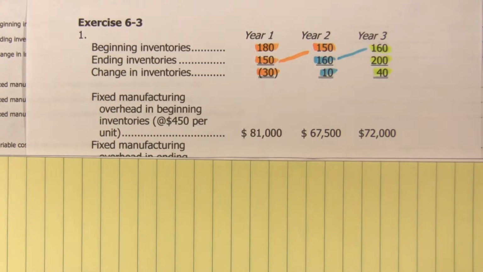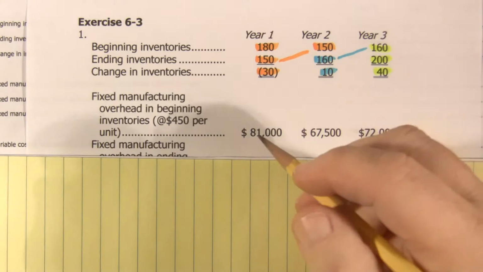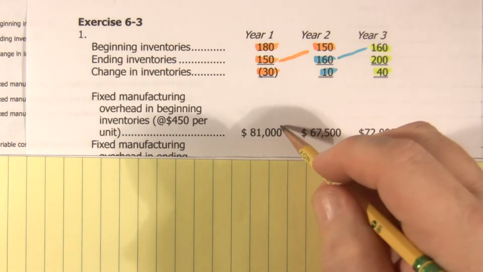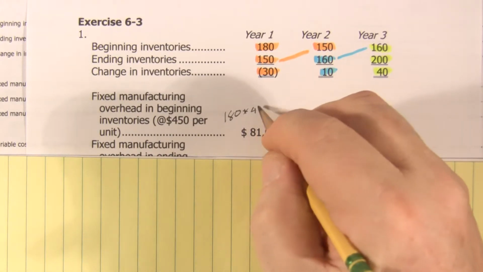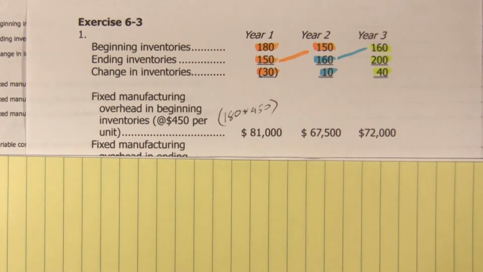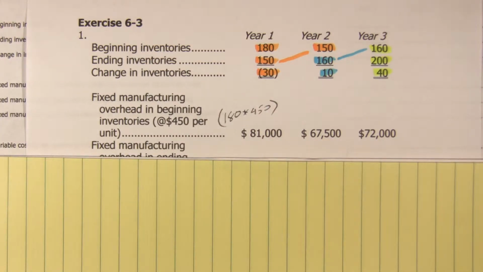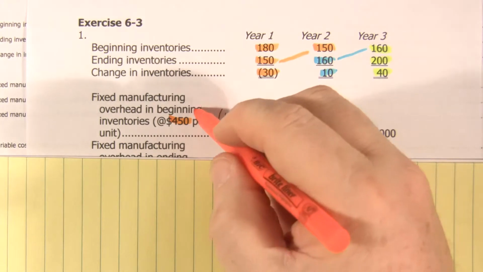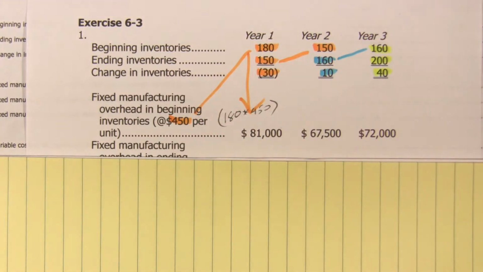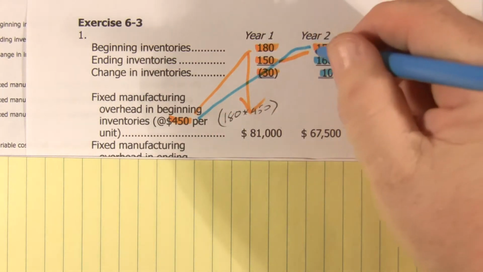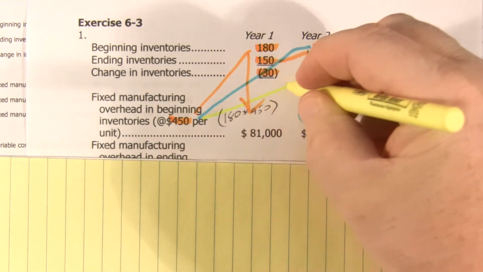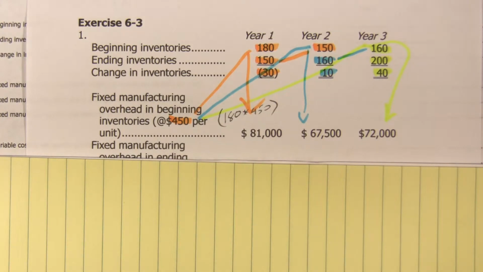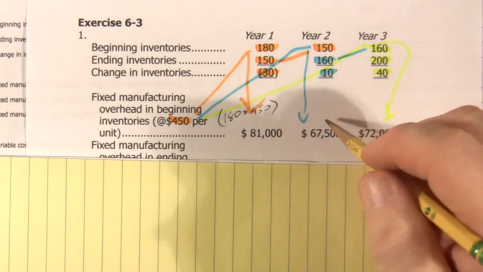Well, let's take a look at each year. Our fixed manufacturing overhead in the beginning inventory for year 1 is 81,000, and that's 180 times 450. That's where that number came from. 450 times 180 equals 81. We did the same thing for year 2, and we did the same thing for year 3. So that's the amount of costs that are captured in the beginning inventory.